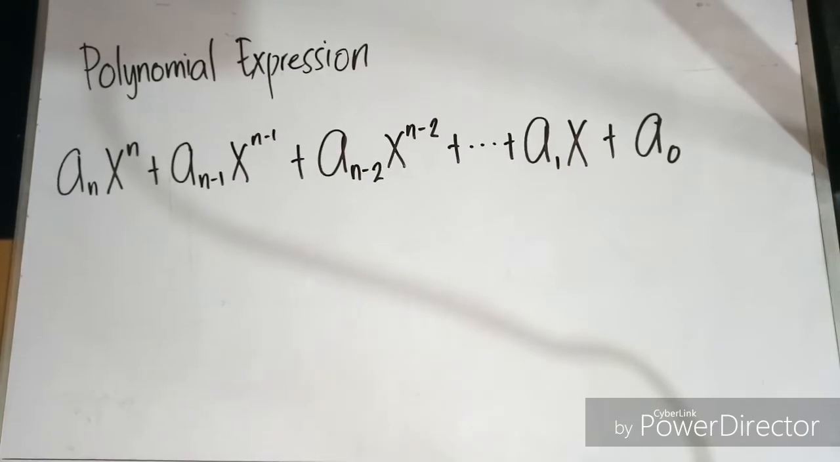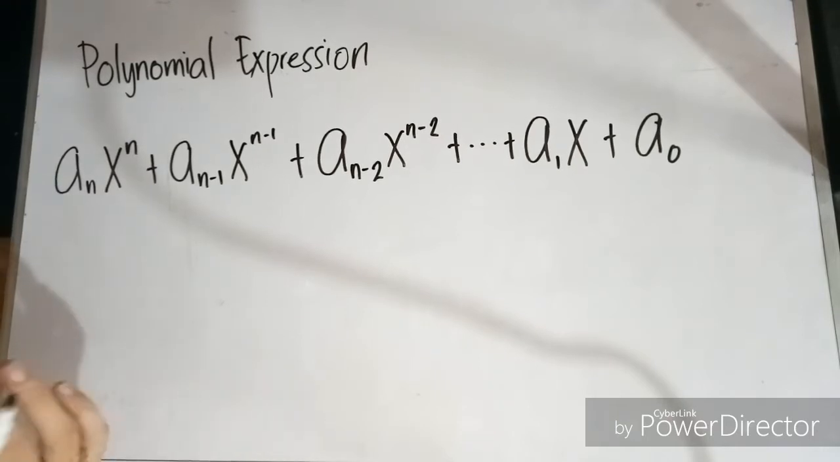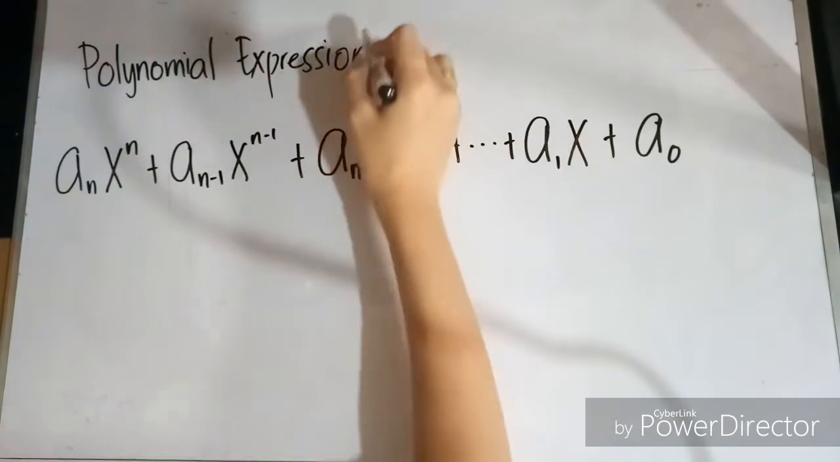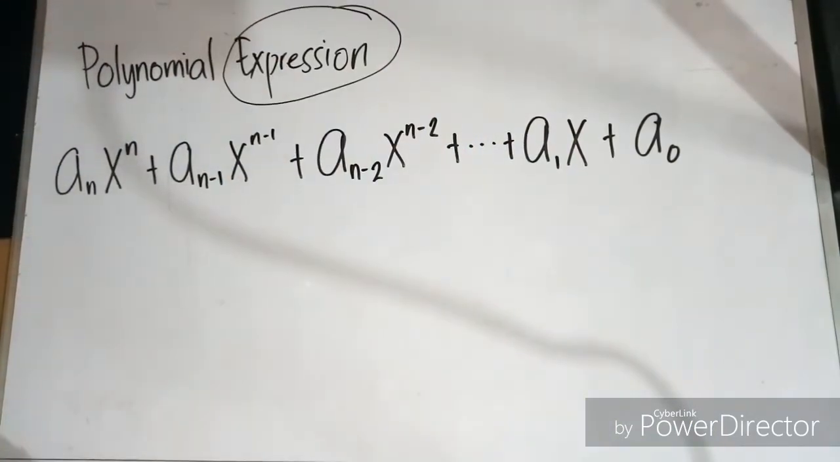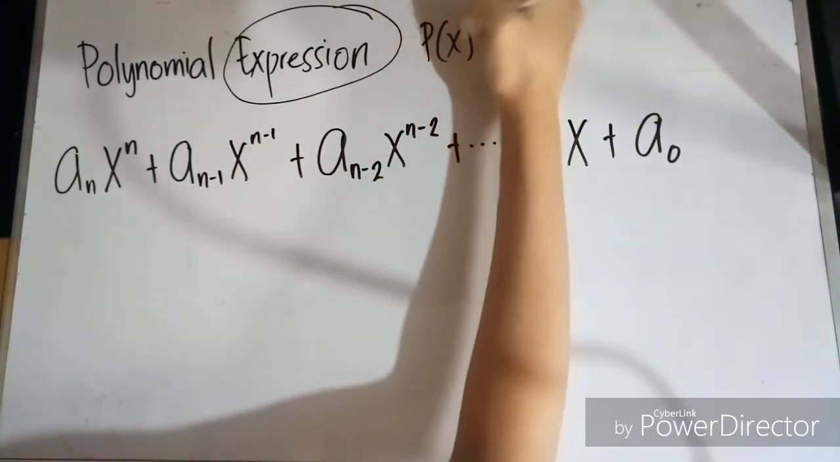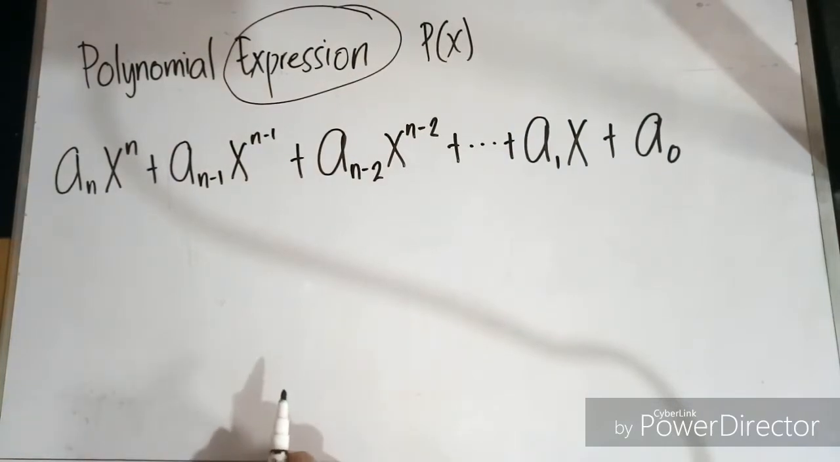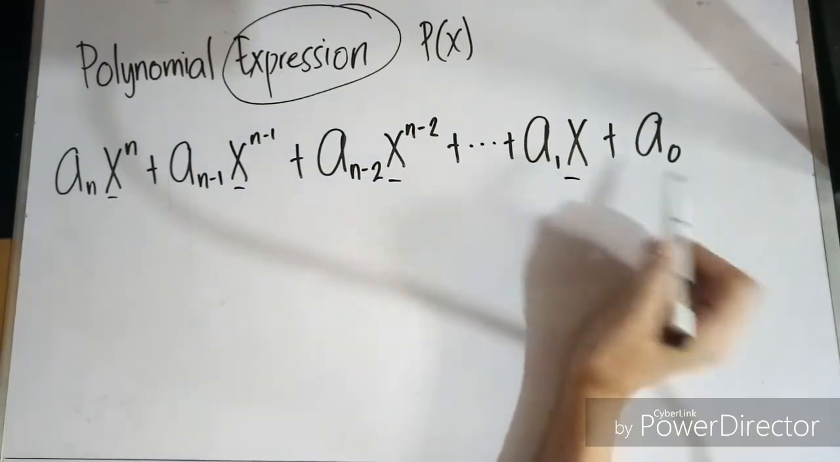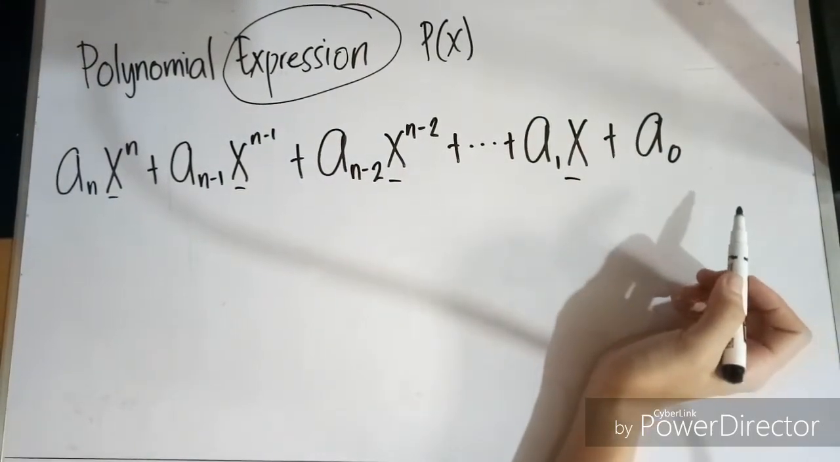We are going to talk about polynomial expression this afternoon. Actually, this is just a review of your previous lessons in junior high school on polynomial expressions. You'll notice that there is no equal sign because this is just an expression, a mathematical phrase. For this polynomial expression, I'm going to denote it with p of x, because our variable here is x. Okay, let's begin.